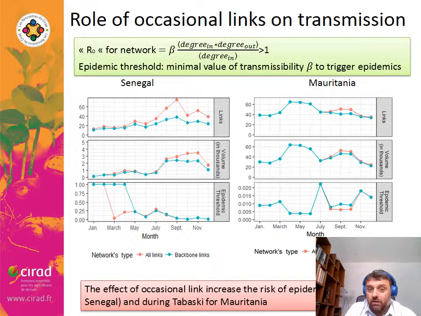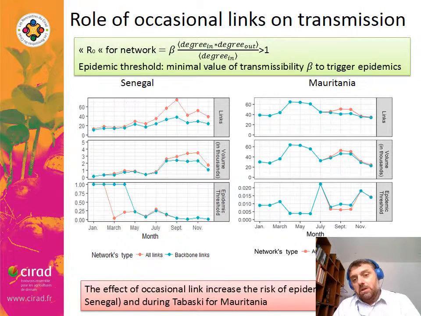We see also that in this case the epidemic threshold is really low along the year, although for the rest of the year there is no huge impact of the occasional networks over the epidemic threshold. The case of Mauritania is more stable in a certain way. The epidemic threshold is always low. There is a spike here, and also a gap between September and October, the Tabaski period.